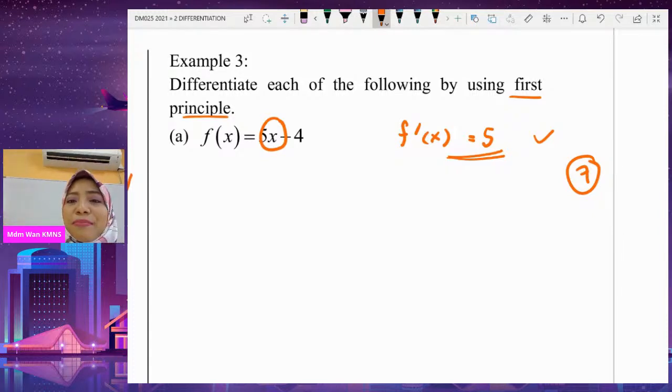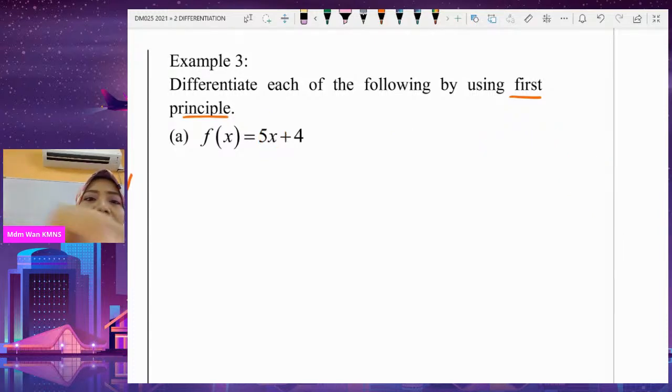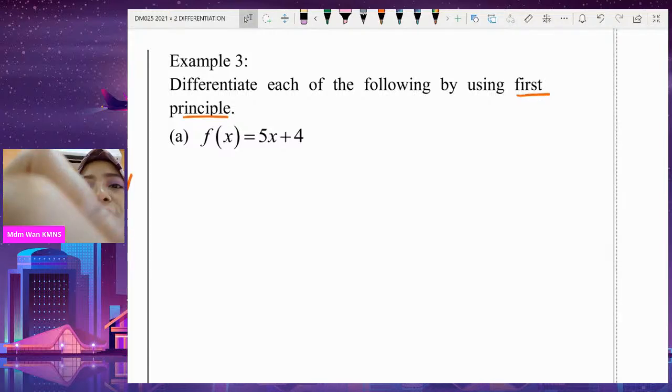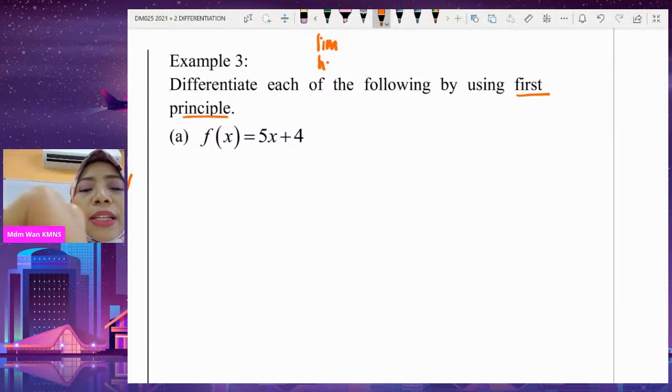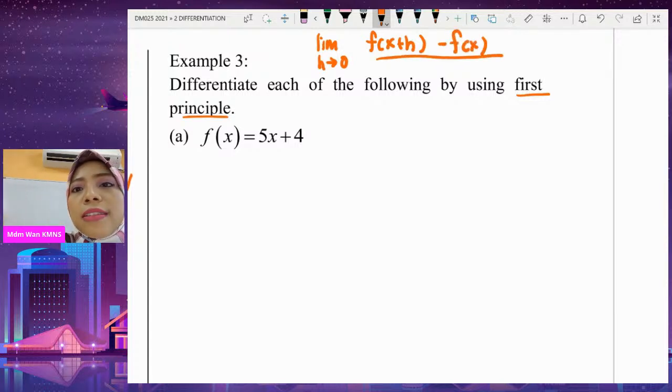Okay. Alright. So we are going to use the first principle. Okay. So today we are going to learn first principle sahaja. Okay. So I write down again the formula, everyone. Sebut dalam hati apa dia, limit h approaching 0, and then f(x+h) minus f(x) over h. Okay. Alright. So now we are going to solve this.